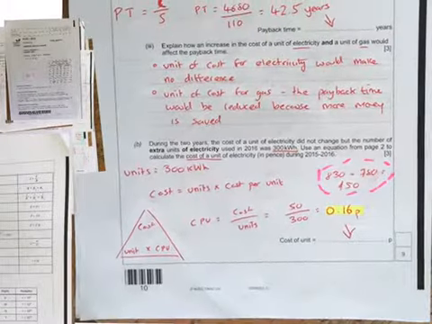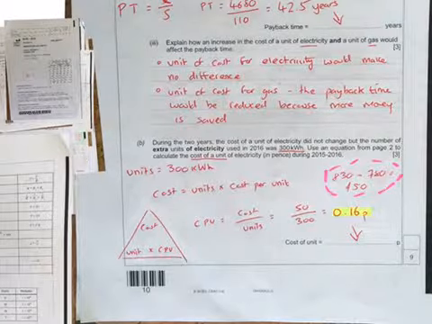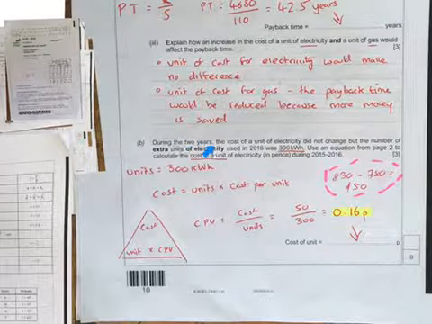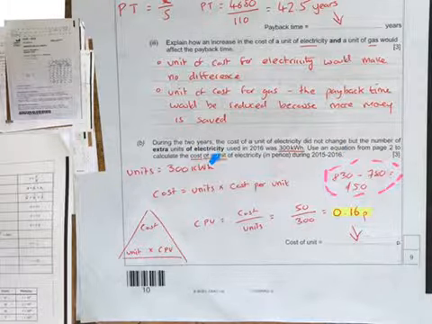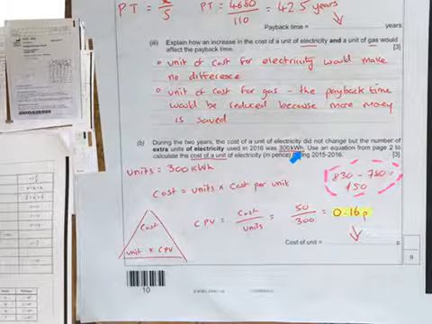And then we've got this one for 3 marks then. During the 2 years, the cost of electricity did not change. The number of extra units of electricity used in 2016 was 300 kilowatts. So that's my energy that I was using. Use an equation from page 2 to calculate the cost of a unit. All right, so we know we've got 300 kilowatt hours.